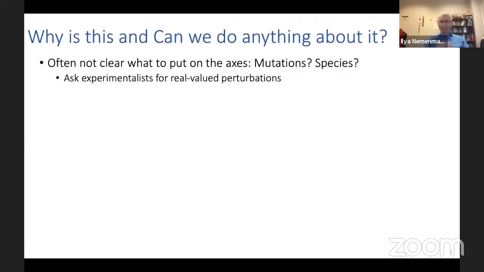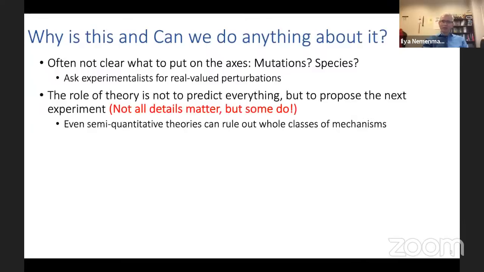There are a few thoughts that I had when organizing this workshop. The first one is, first of all, it's not clear what to put on the axis. For example, how do you put a mutation or a species on a horizontal axis? What we can do here is maybe ask our experimental friends to develop real valued perturbations rather than just a simple knockout. Yes, it's hard, but maybe possible to do.